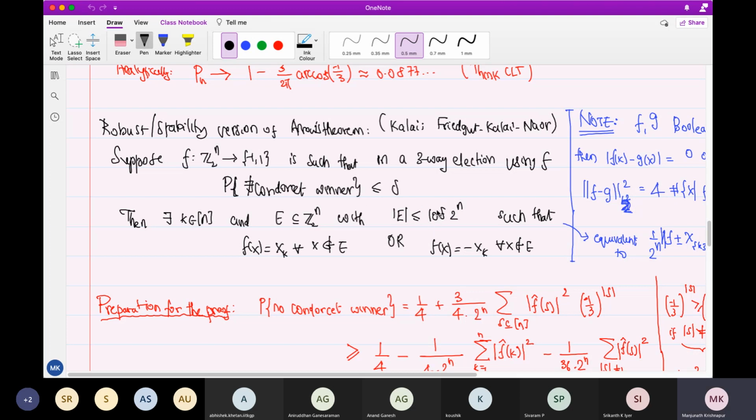Its proportion is only some constant delta times 2 to the n, such that outside of that it is either xk everywhere or minus xk everywhere. So it's more or less the dictator function.